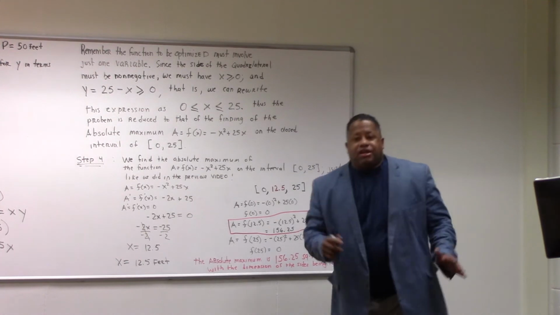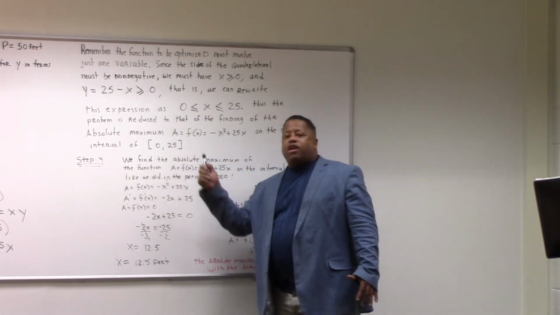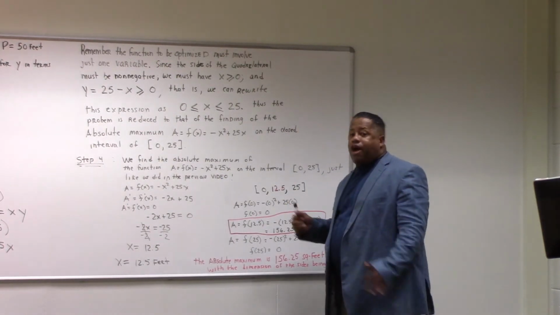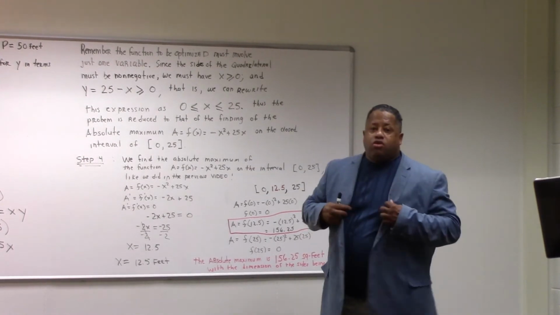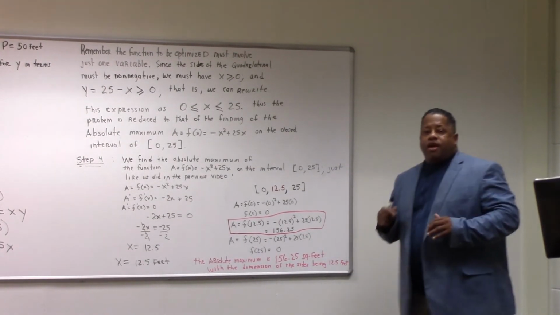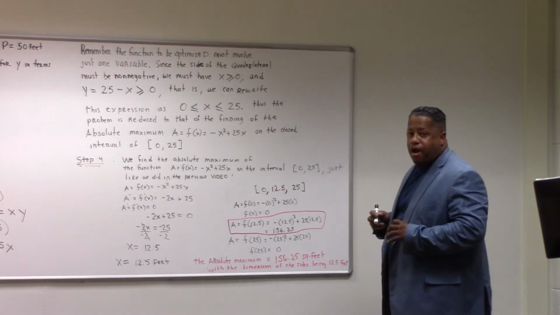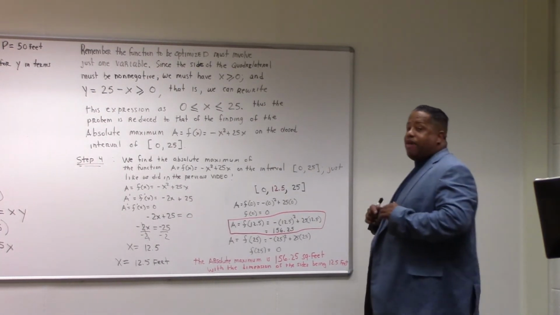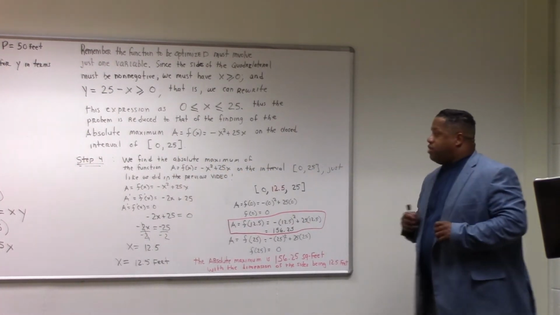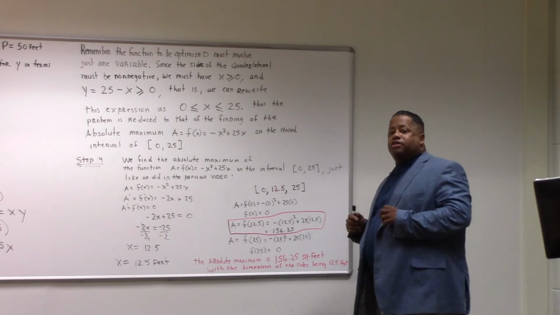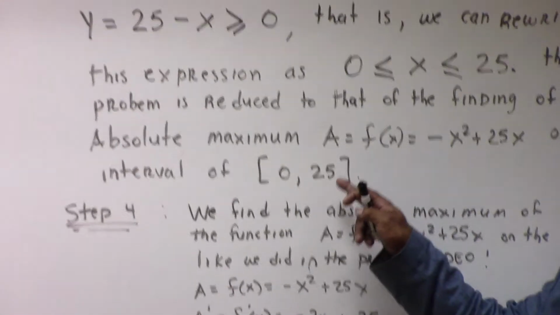If it was anything different, but outside these intervals, outside of 0 and outside of 25, like you've seen in one of the problems we did in the previous video, then we couldn't use that. That number would be thrown out and would not be considered in this problem. So since 12.5 is within the interval, we can substitute it in to find out what the maximum area is.